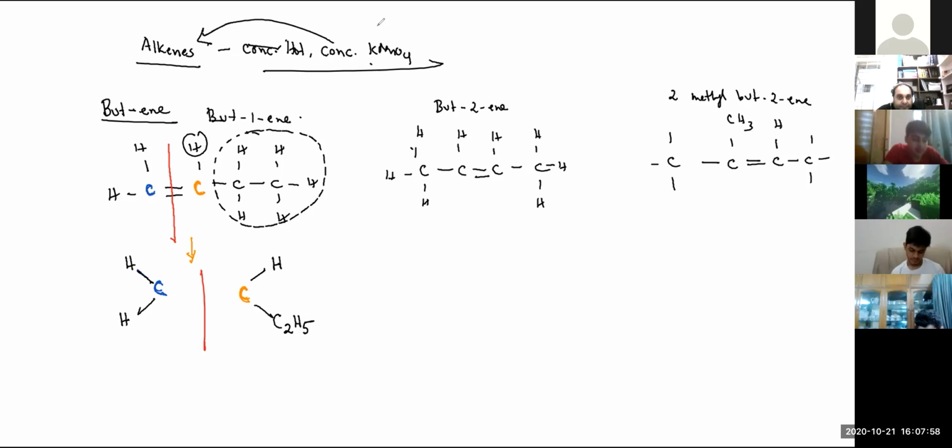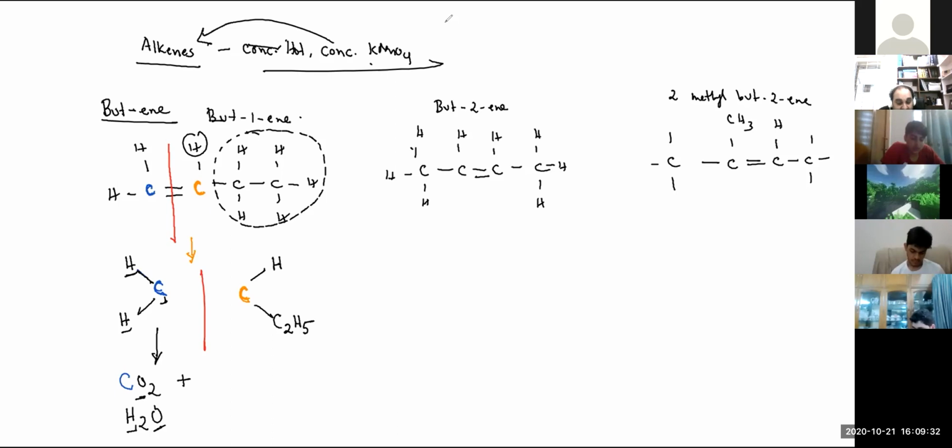The blue carbon is linked to how many hydrogen? 2. So when a carbon which is part of a double bond is linked to 2 hydrogen, it's going to give us carbon dioxide plus water. The oxygen is coming from the oxidizing agent.